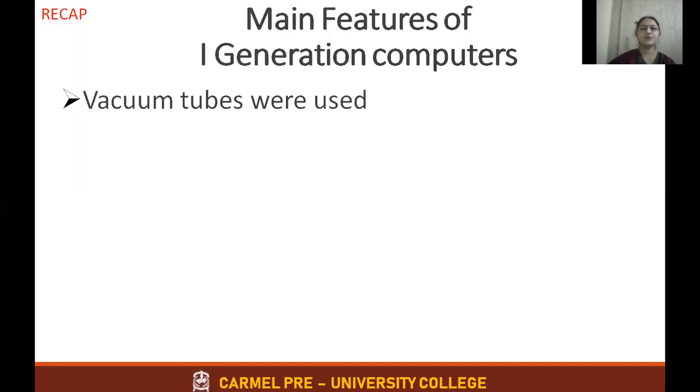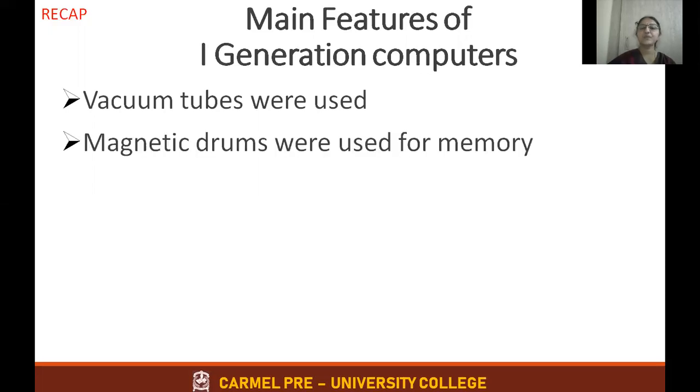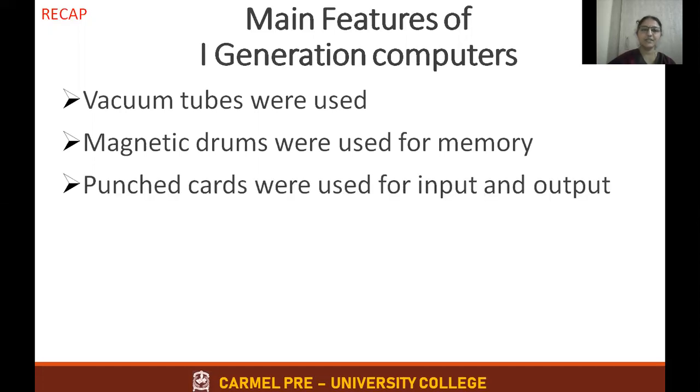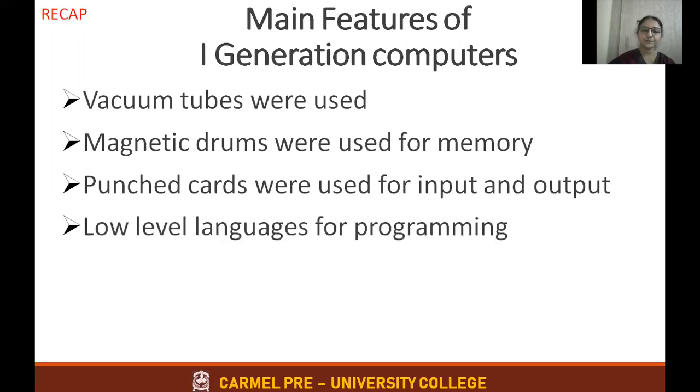The basic component used in first generation computers was vacuum tubes. Then magnetic drums were used for the memory. Memory here refers to the primary memory. Punch cards were used for input and output. Low-level languages were used for programming. Low-level languages means only zeros and ones, which we call machine language or binary language. The computer understands only binary language.